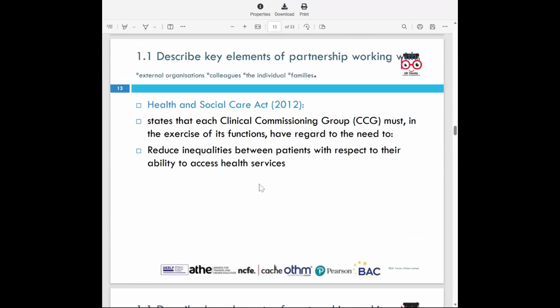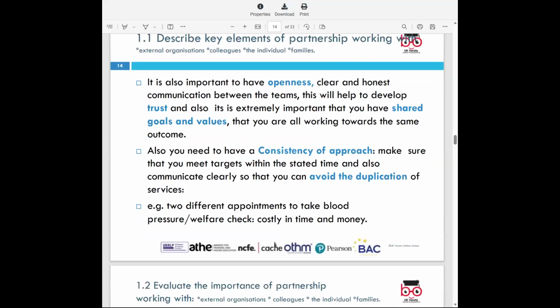So the Health and Social Care Act 2012 created the clinical commissioning groups. The whole point of this was to reduce inequalities between patients with respect to ability to access health services. Also, again, like we said, you need to be open, you need to be clear, you need to be able to communicate so that you're sharing your values and your goals, and you're allowing for better information to be shared effectively. There needs to be consistency to avoid any sort of duplication, and you need to make sure that you are all open and honest about what is going on, and having these shared goals helps you improve and get that final goal.